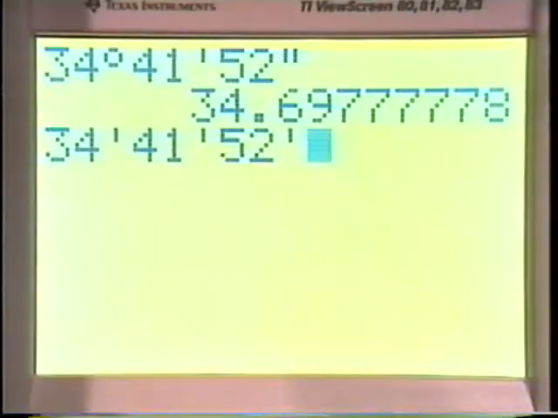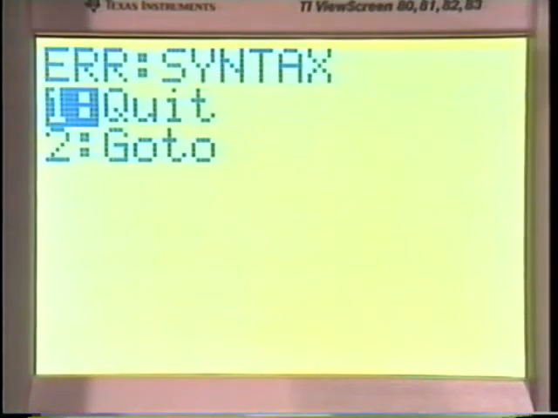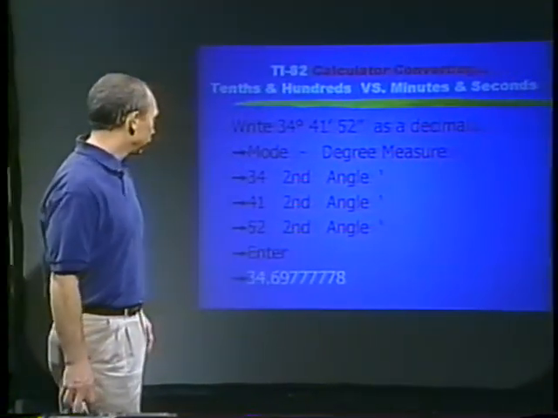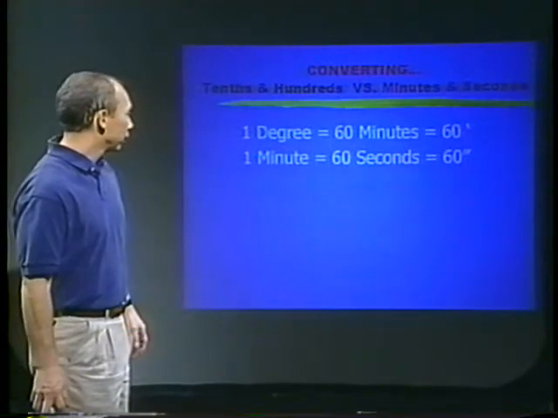I don't know. But this being a TI-83, as I told you, I'm going to get an error. Okay, that's okay. It would have worked on a TI-82. Okay, it would have worked the same way. So I'll just hit enter and get out of that error, and everybody's happy. I'll clear out. Okay, so that's how to do it on the other calculators. Okay, nice long exact answer.